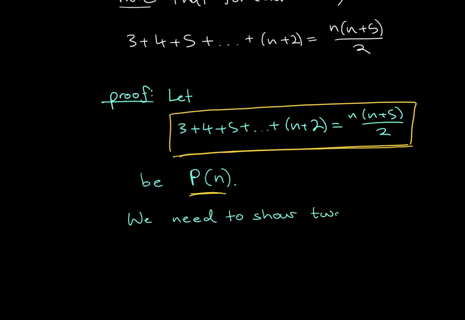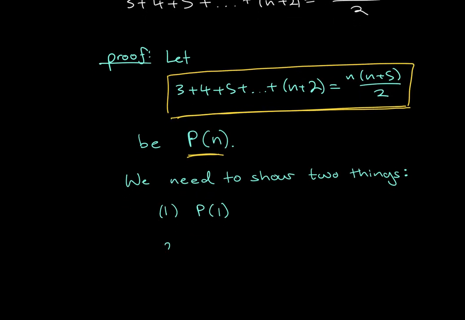two things. The first thing we need to do is show that the first domino falls. In other words, we need to show that P of 1 is true, if you wish. We've already done this, by the way, but we want to do it again within the proof.